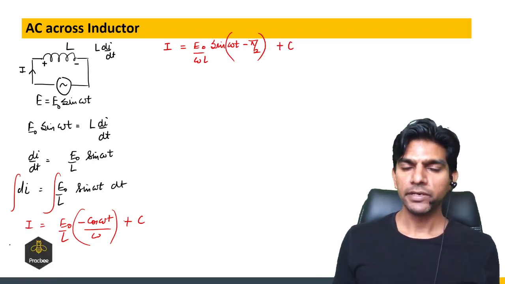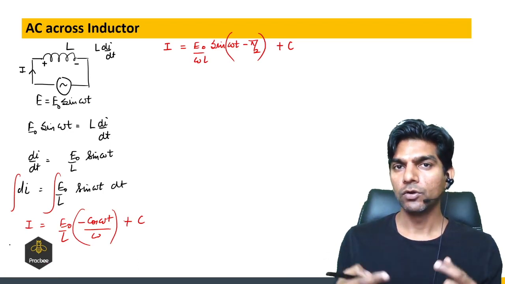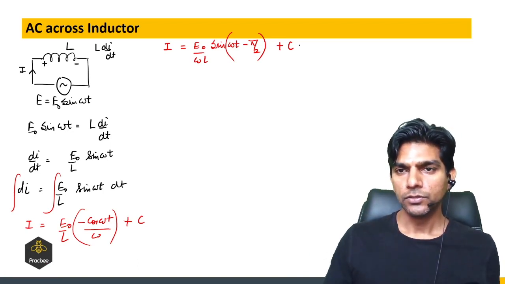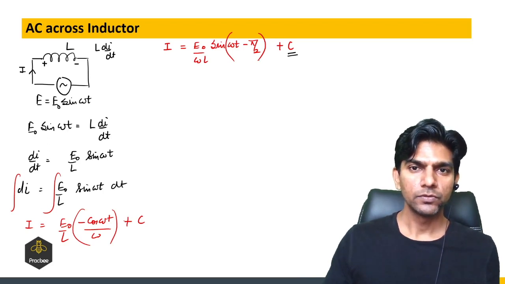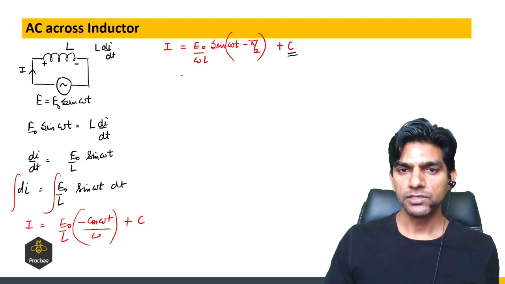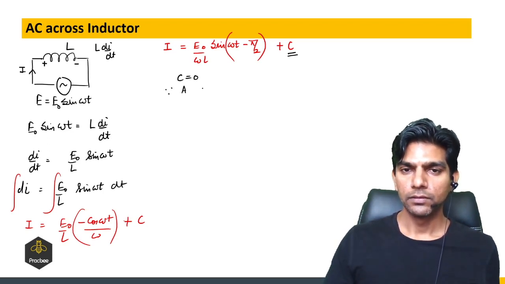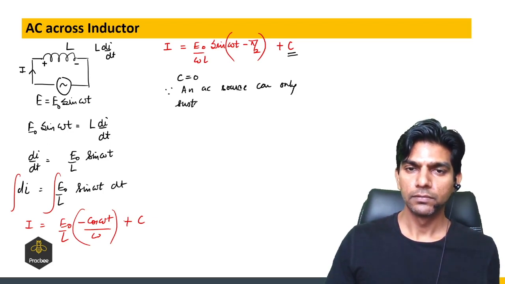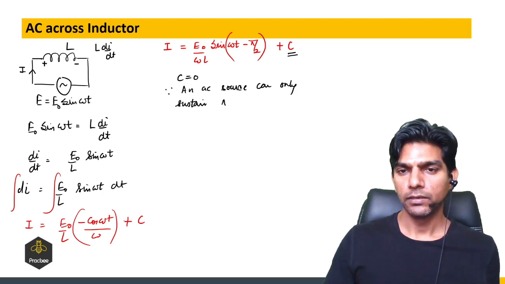So we have an alternating EMF source, right? And that alternating EMF source can sustain only alternating current. So this C has to be 0 to make this current sinusoidal. So C has to be 0 because an AC source can only sustain alternating current, right?